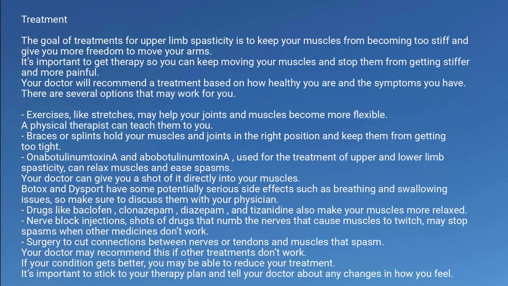Exercises, like stretches, may help your joints and muscles become more flexible. A physical therapist can teach them to you. Braces or splints hold your muscles and joints in the right position and keep them from getting too tight. Onabotulinum toxin A and abobotulinum toxin A, used for the treatment of upper and lower limb spasticity, can relax muscles and ease spasms. Your doctor can give you a shot of it directly into your muscles.